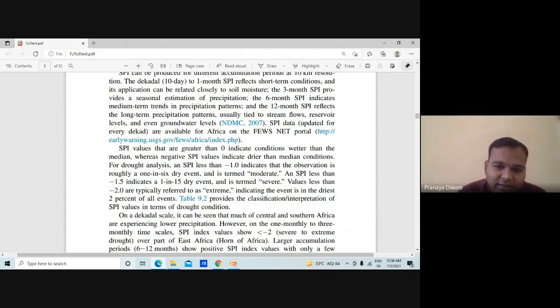For drought analysis, an SPI less than -1.0 indicates that the observation is for drought. Where the analysis is done, you can have these results.